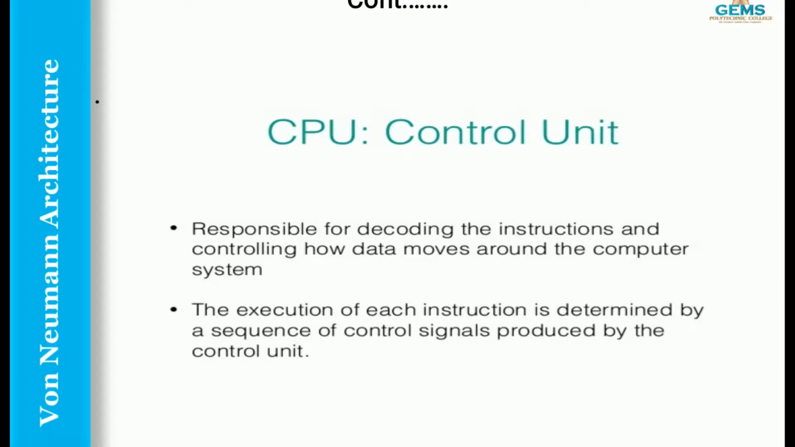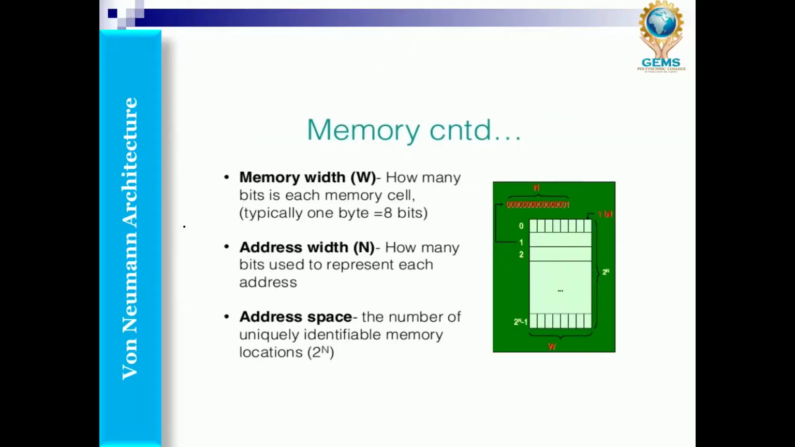The execution of each instruction is determined by a sequence of control signals produced by the control unit. It executes the instructions, and at the same time it produces the control signals. We will study what the control signals are, how they are generated, who controls them, and what their function is in a detailed manner in our forthcoming lectures.